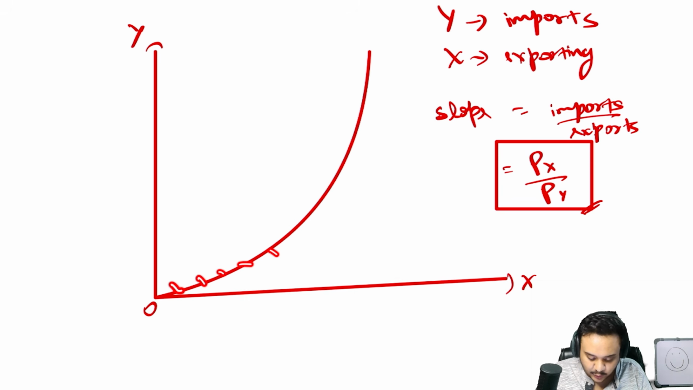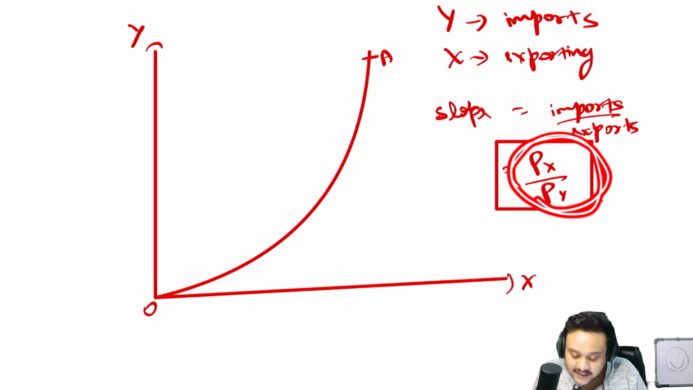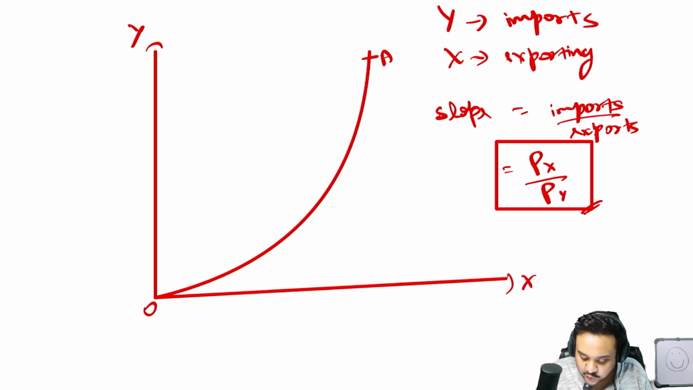So every single point of the curve will represent a different level of price ratio. At a very high point, for example point A, the slope is very high, it is a steep curve. So the price of good x, our exporting commodity, relative to the price of good y, our importing commodity, is very high and this is low. As an exporting country of good x, we get very rich. We now have a lot of money because the good that we export has become expensive.